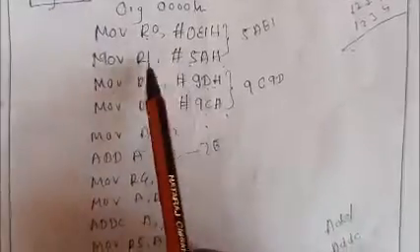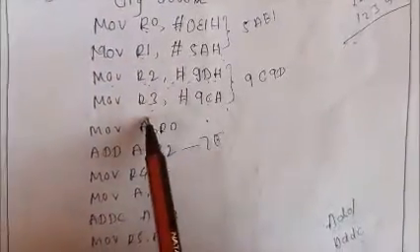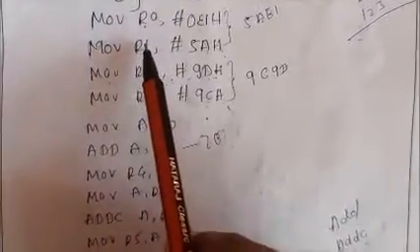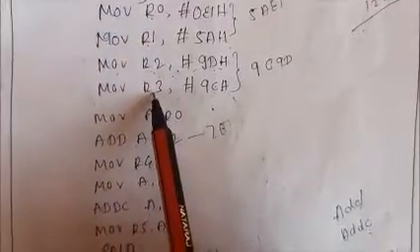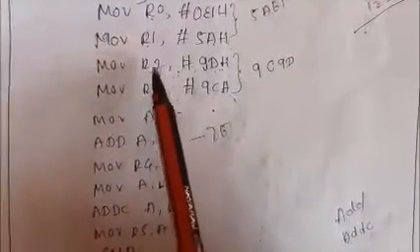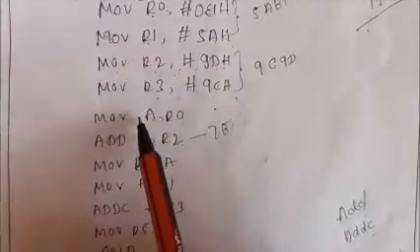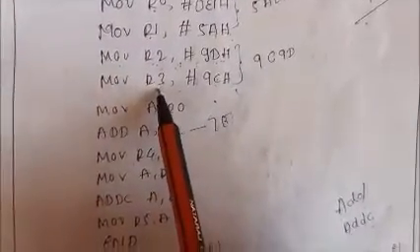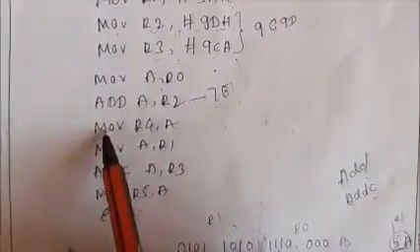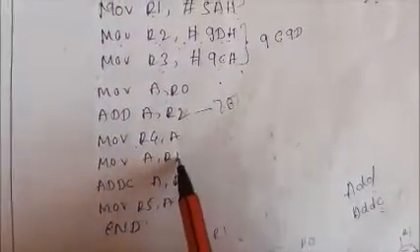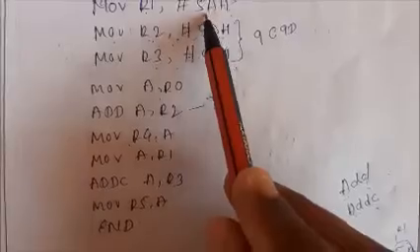So where is the 5A here? 5A is in R1. 9C is in R3. I need to perform R1 plus R3. Is it clear? So I can't write the equation with both registers. That's why I will load R1 into the accumulator. Then I will perform the addition. So how to write? MOV A comma R1. So that means 5A, that value I am loading to the accumulator A.